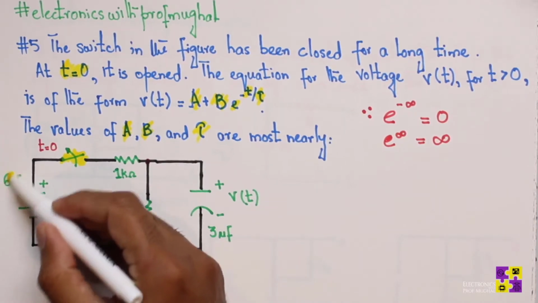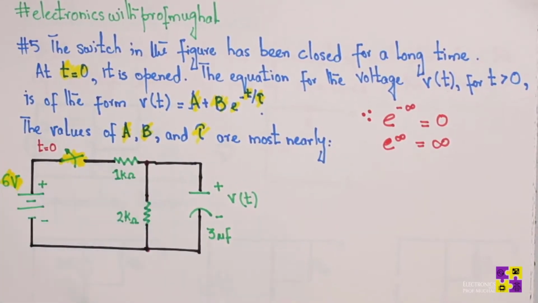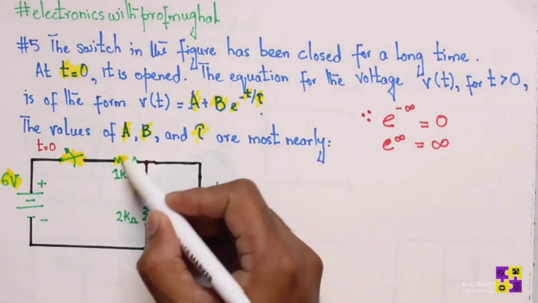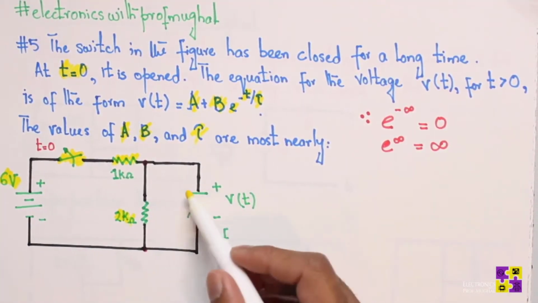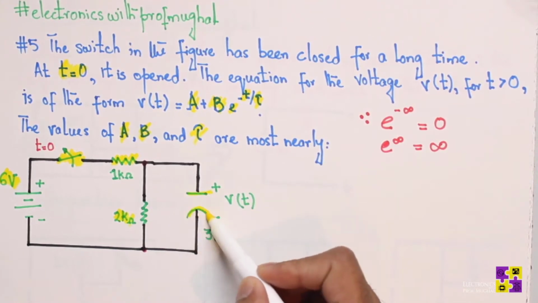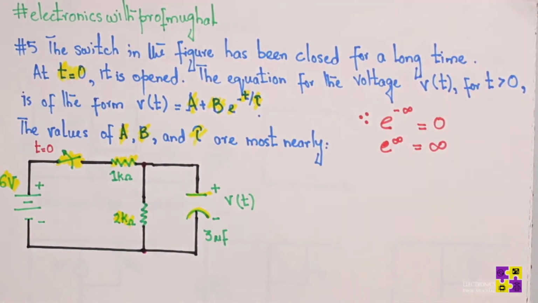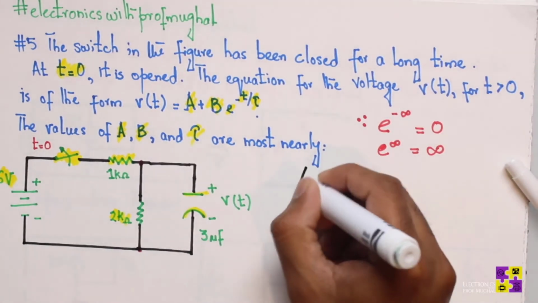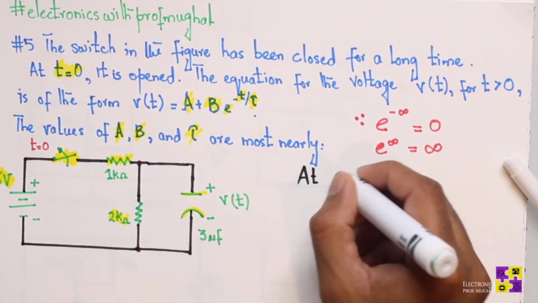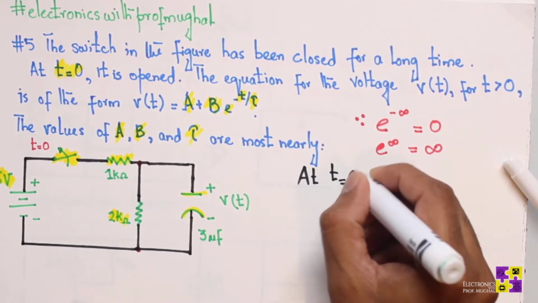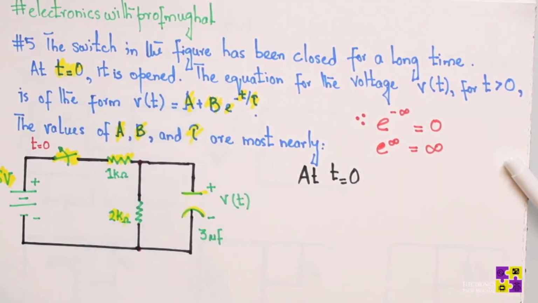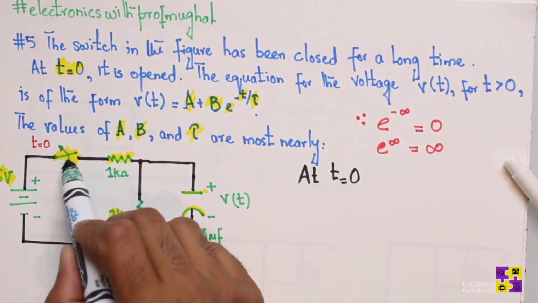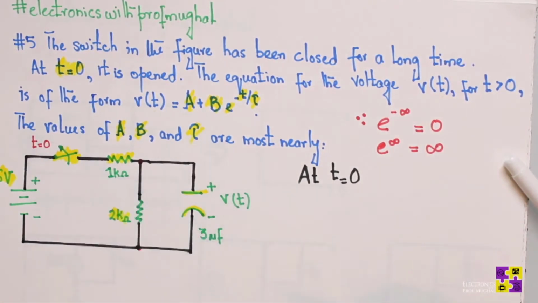If you look at it over here, you have a DC voltage source of 6 volts. You have a 1 kilo ohm resistor, a 2 kilo ohm resistor here, and then finally a capacitor over here. So first things first, at t equals 0, the switch is basically open.